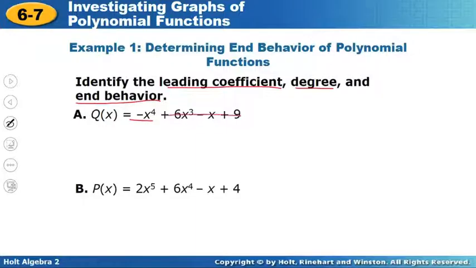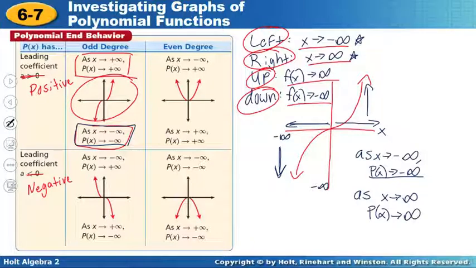For q of x, all we're really looking at, by the way, in all these is the first term. None of the stuff here really matters in terms of what the direction of the graph is going to do. I have a negative coefficient, so I know this is a negative graph, and I have an even power, so I know it's an even function. So if I want to make a quick sketch, I know it's even, which means both ends are going the same direction, and it's negative, meaning both are going down. If you look back at that chart we just had, an even negative function would be something like this down here.